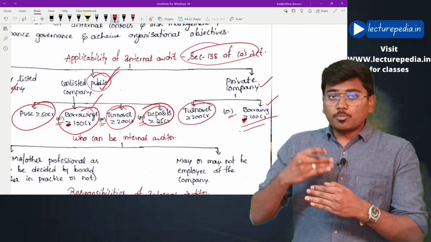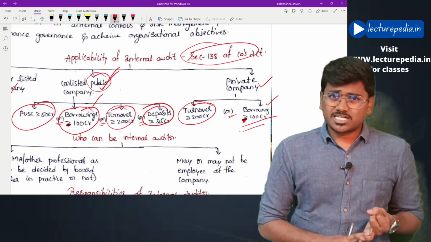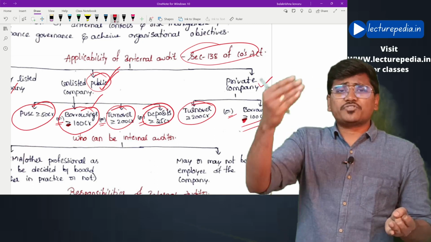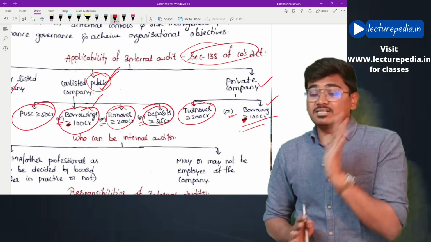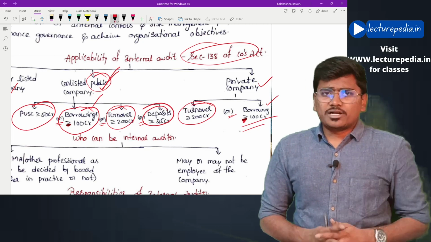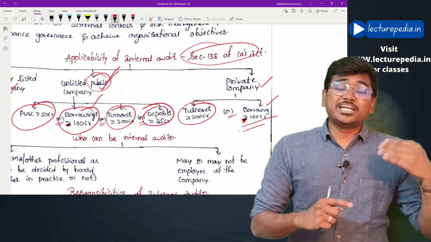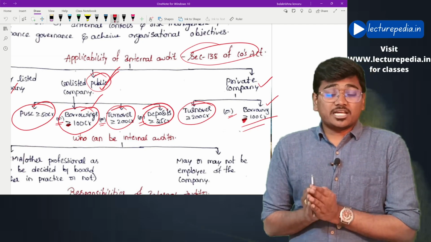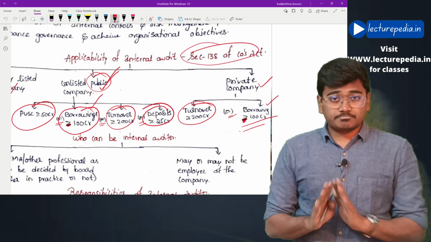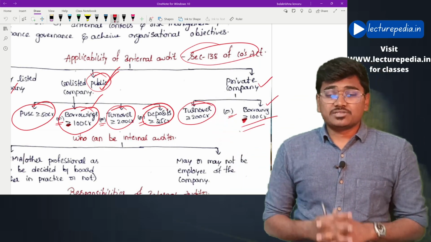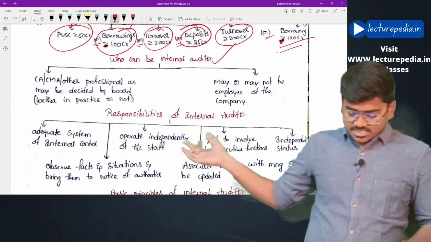Now, who can be appointed as an internal auditor? Actually, a chartered accountant, a cost accountant, or any other professional as the board may think fit can be appointed as internal auditor. And the internal auditor can be either a company or a partnership firm or an LLP or an individual. And internal auditor can be either an employee of the company or some third party. These people can be appointed as internal auditor. Hope this is clear. You can see here who can be appointed as internal auditor.